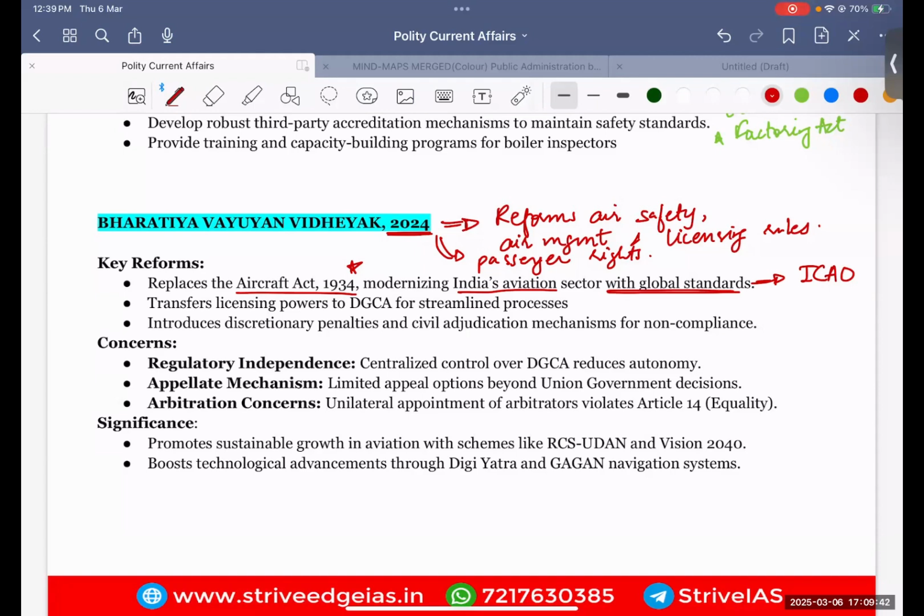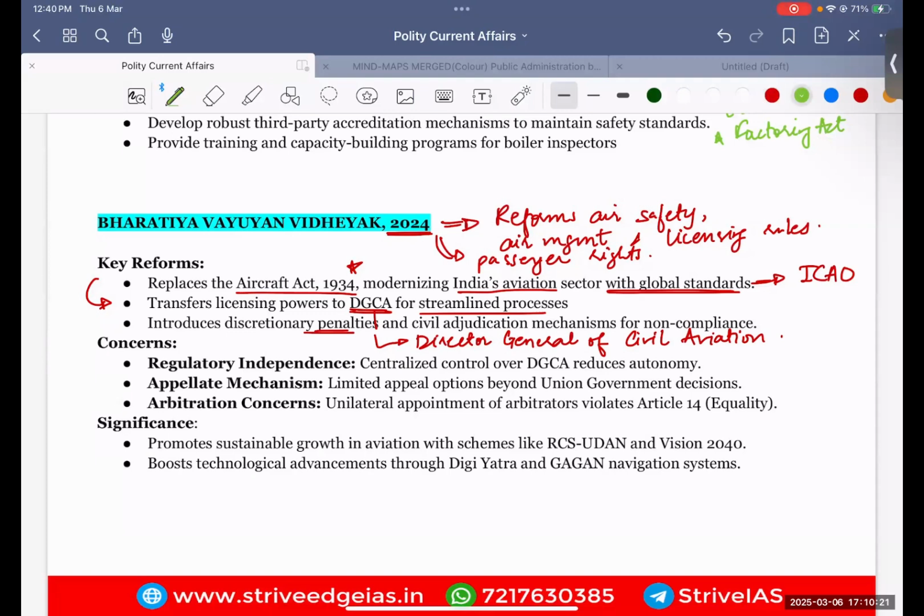So now what reforms have happened is that this new act transfers the licensing powers to DGCA for streamlined processes. What is the DGCA, guys? It is the Director General of Civil Aviation. Okay, it also introduces discretionary penalties and civil adjudication mechanisms for non-compliance.